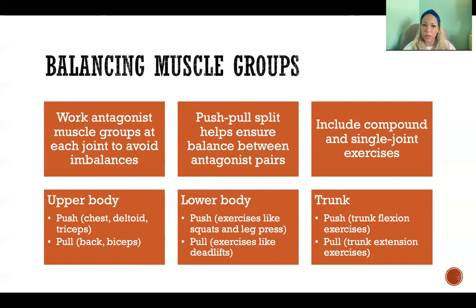Trunk, pushing and pulling. So for upper body, pushing would work chest, deltoid, tricep. So pushing could be like bench press, shoulder press, like a tricep extension. Pulling could be like a lat pull down, could be a row, could be a bicep curl. Lower body pushing would look like squats or leg presses. Pulling would be like deadlifts.